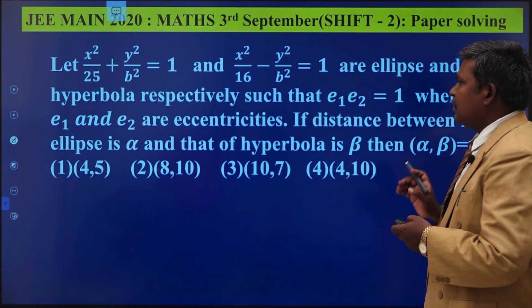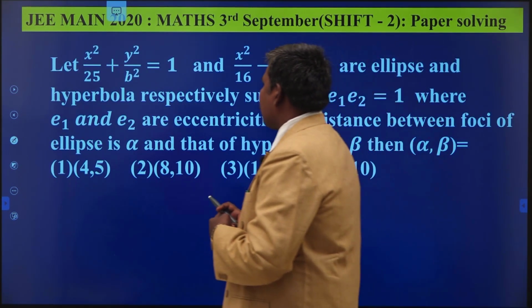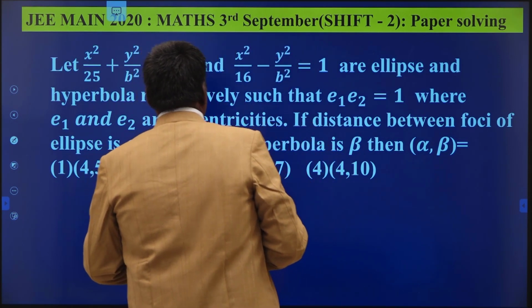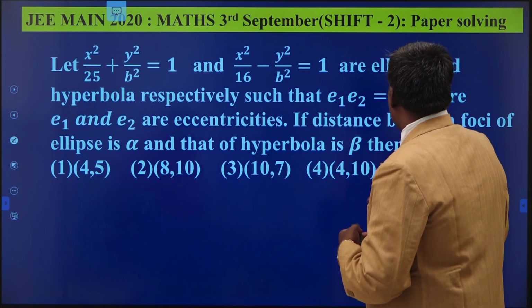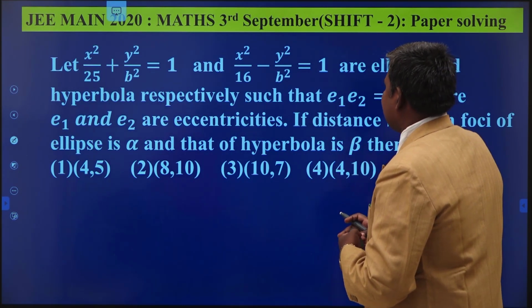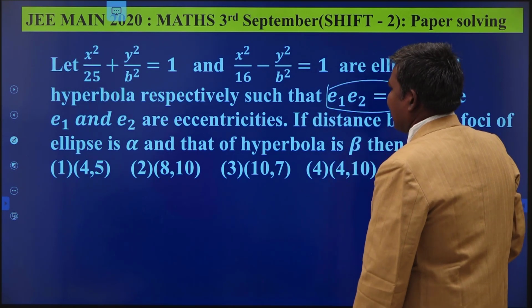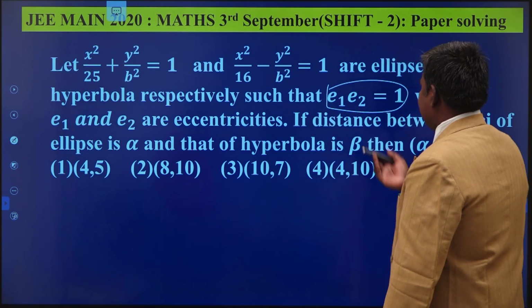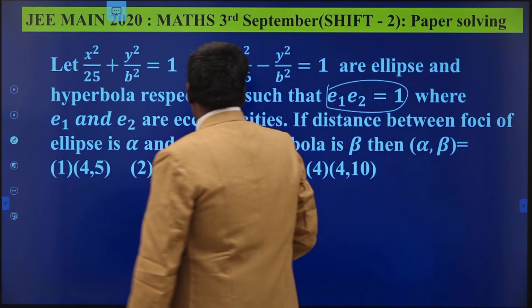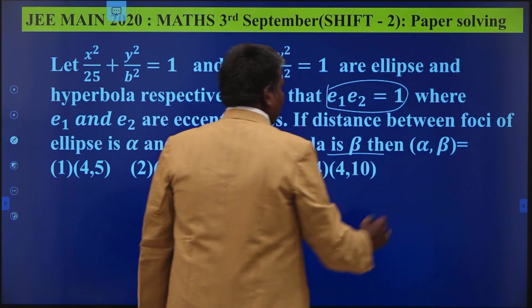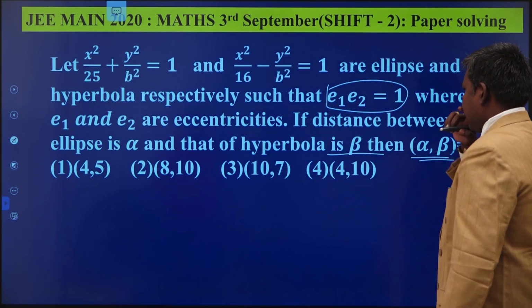See this next question. Let x square by 25 plus y square by b square equal to 1 and x square by 16 minus y square by b square equal to 1 be an ellipse and a hyperbola respectively, such that the product of their eccentricities is 1, where E1 and E2 are the eccentricities. If the distance between the foci of the ellipse is alpha and for the hyperbola is beta, then they are asking for the alpha beta values.